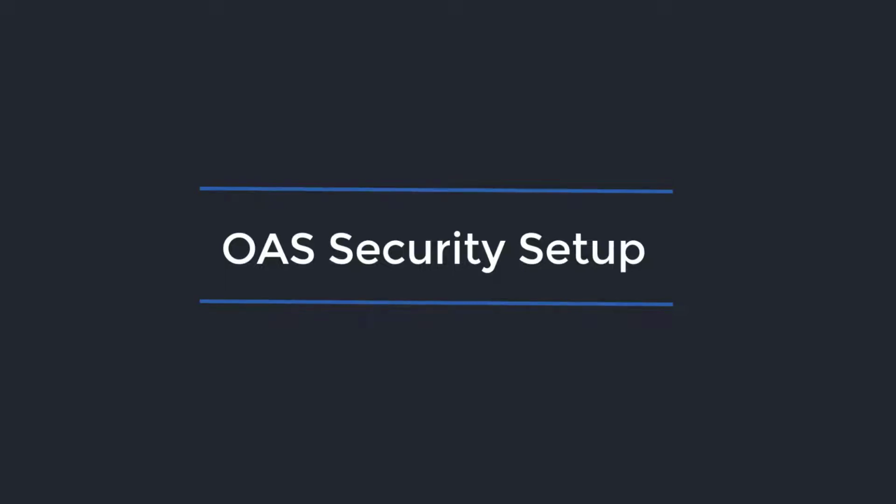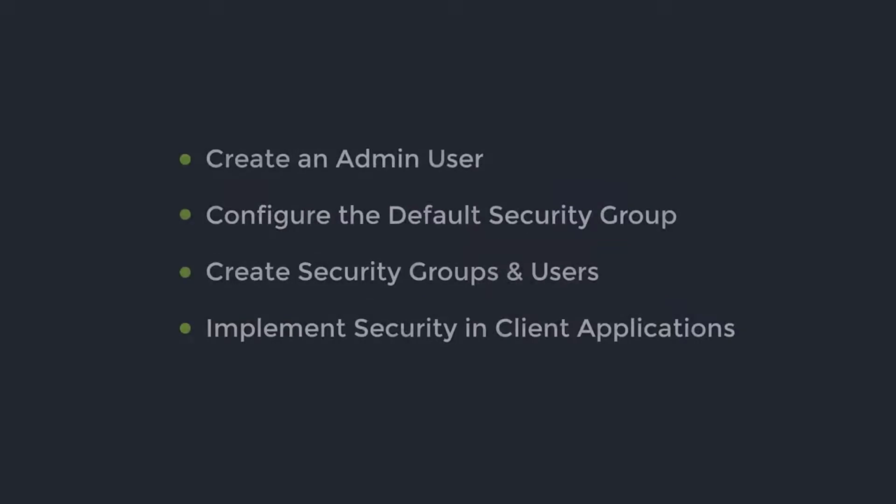In this video, we are going to discuss how to set up security in Open Automation Software. We will look at how to create an admin user, how to configure the default security group and what its purpose is, how to create security groups and users, and how to implement security in client applications.